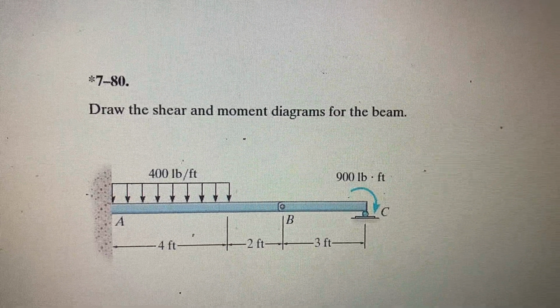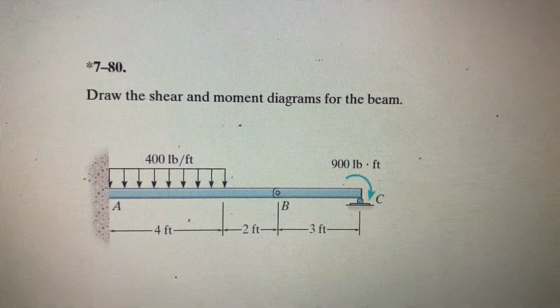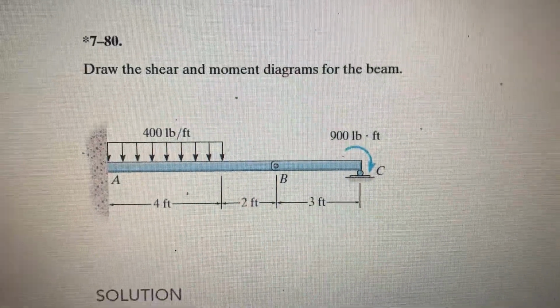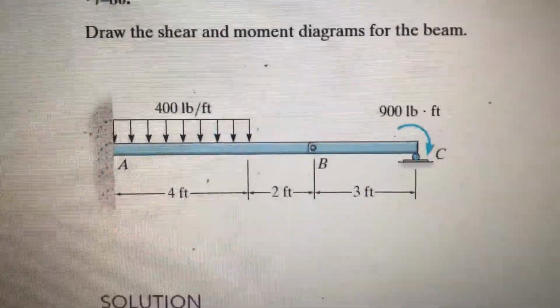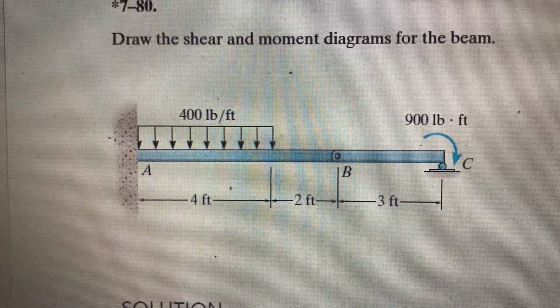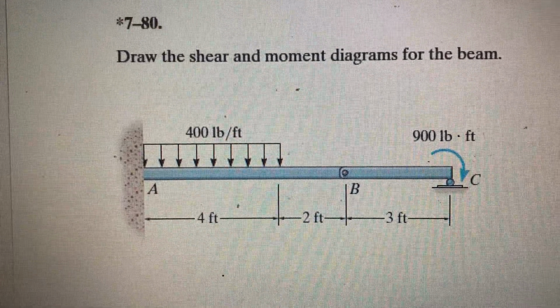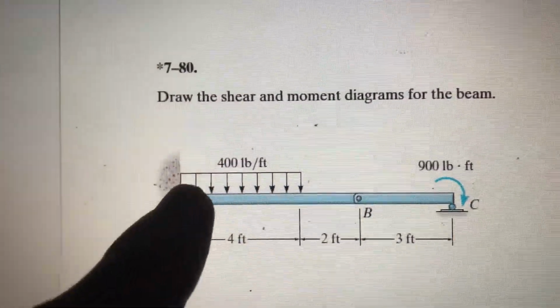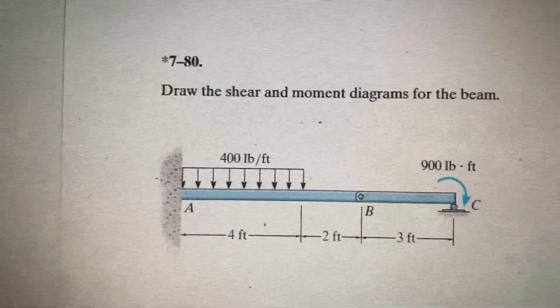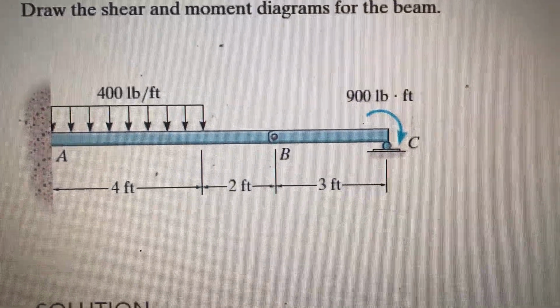Faisal, I'll start this question. Draw the shear and moment diagram of this beam. Look at this beam. It has a distributed force, 400 pounds per foot, starting at point A, and then 4 feet for this distribution. It's a uniform distribution. And then 2 feet to point B.